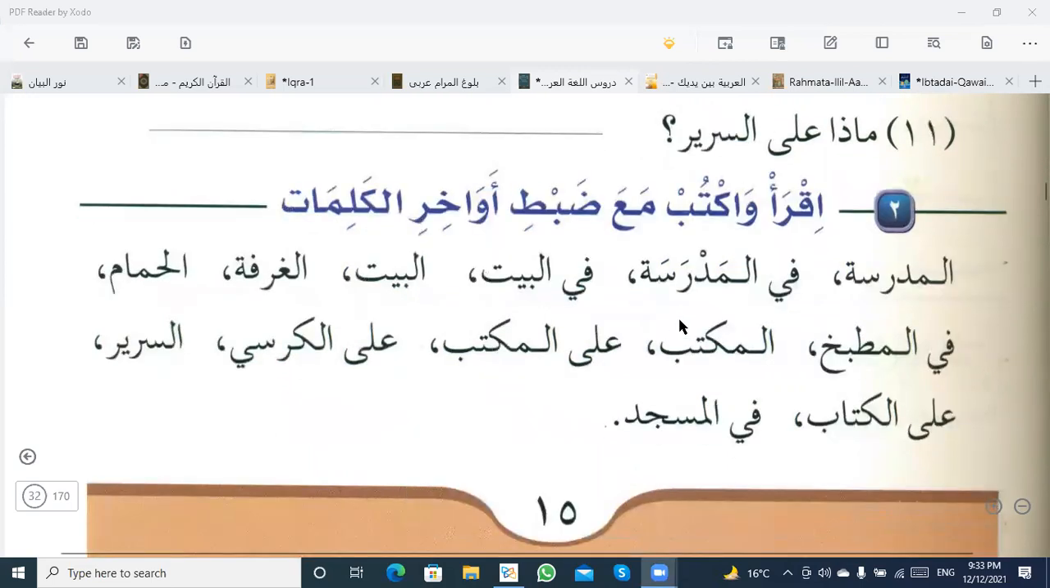Sister Bhaiya. Iqra' waktub ma'a dabti awakhiril kalimat. Read and write with the correct endings of the words. Inshallah.